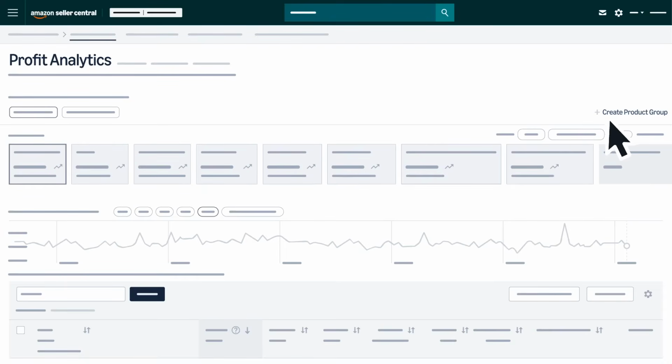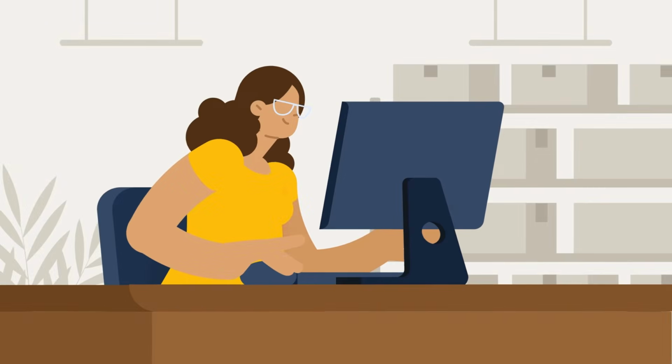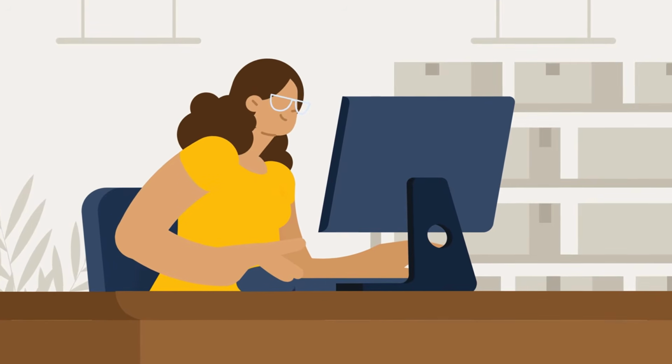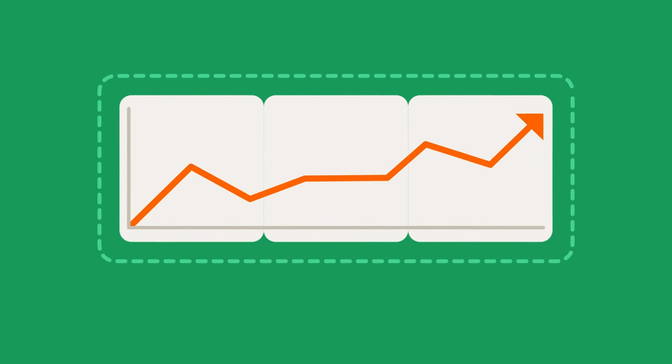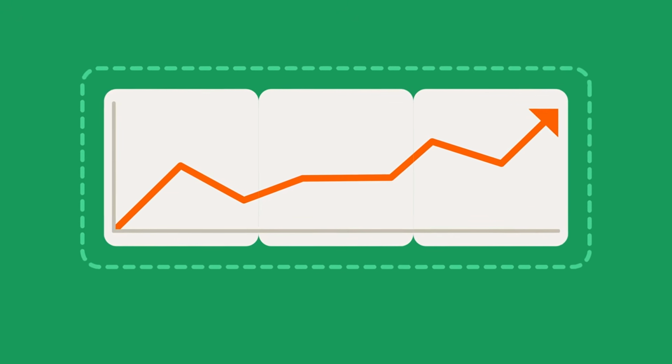Or create custom product groups to analyze specific parts of your business separately. Grouping related products helps you spot trends and make decisions for different parts of your catalog.